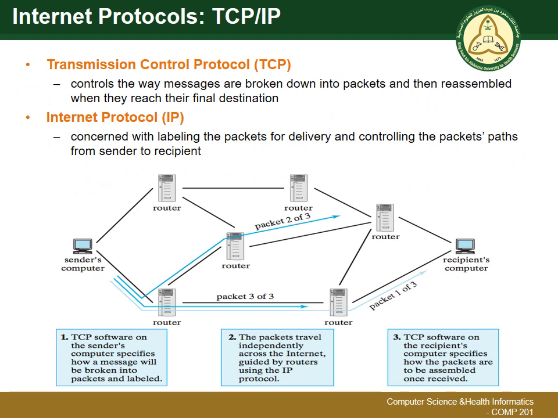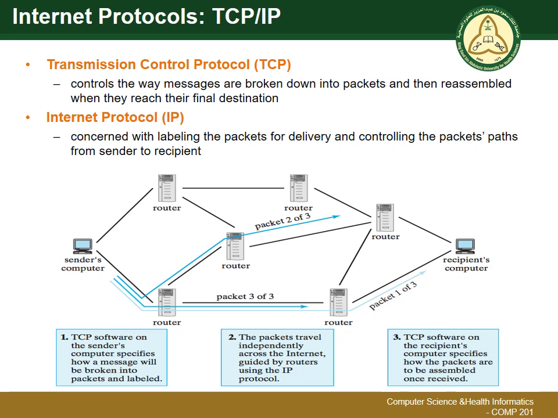Transmission Control Protocol, TCP, controls the method by which the messages are broken down into packets and then reassembled when they reach their final destination. On the other hand, the Internet Protocol, or IP, is concerned with labeling the packets for delivery and controlling the packet path from the sender to the destination. The combination of these two protocols, written as TCP/IP, is often referred to as the language of the internet. So any computer that is able to speak the language defined by TCP/IP will be able to communicate with any other computer on the internet.